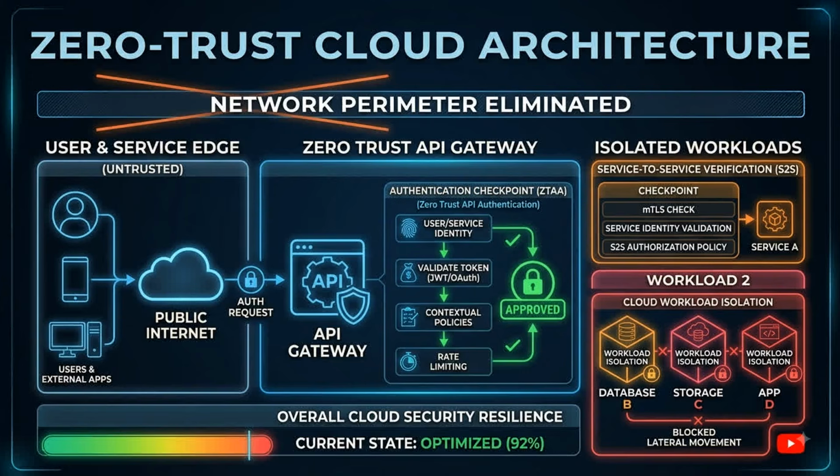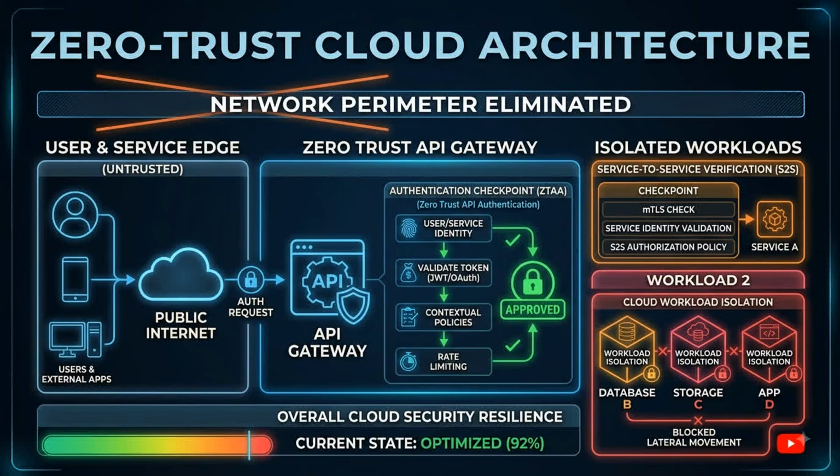Approved requests reach isolated workloads. Service-to-service verification is required. Each service has a certificate. Services verify each other's certificates using mutual TLS. Only trusted services can communicate. Unapproved service-to-service communication is blocked.